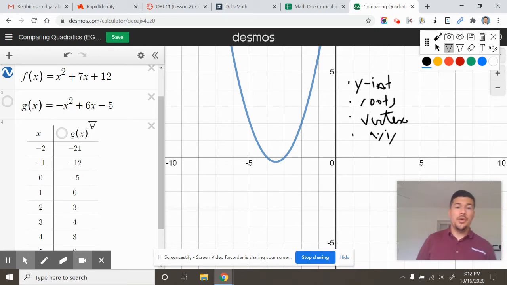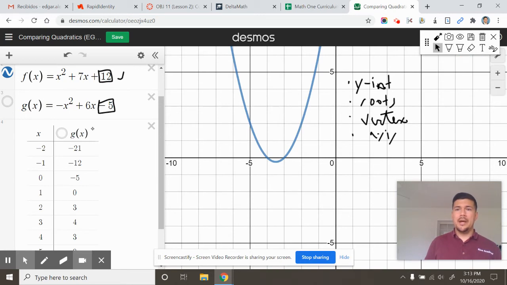So we could ask a simple question. For example, between f of x and g of x, which one has a greater y-intercept? Well, I could look at the equation of f of x, the equation of g of x, and I could know right off the bat that f of x has a larger y-intercept than g of x. And that's because I'm just comparing the two equations.